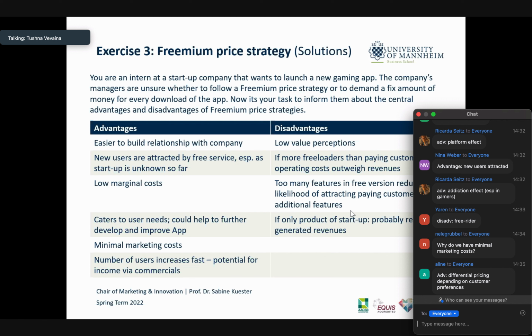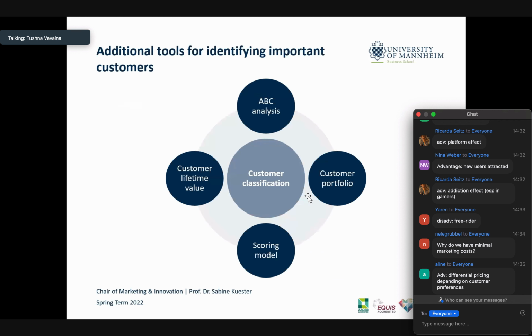Otherwise, I will move on to one of the most important parts of this exercise. We have about 40 minutes left. Now we have different ways by which we can identify important customers and segregate them, which really helps companies identify which customer pool or which customer they should be focusing on. We use ABC analysis, customer portfolio scoring model, and CLV, which is customer lifetime value.